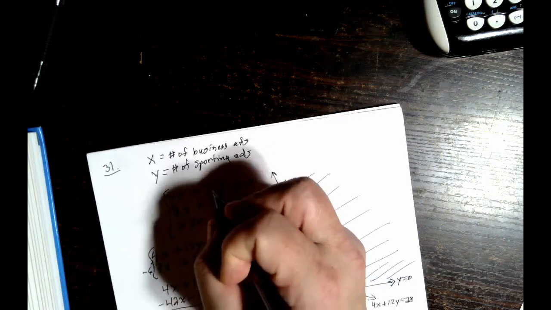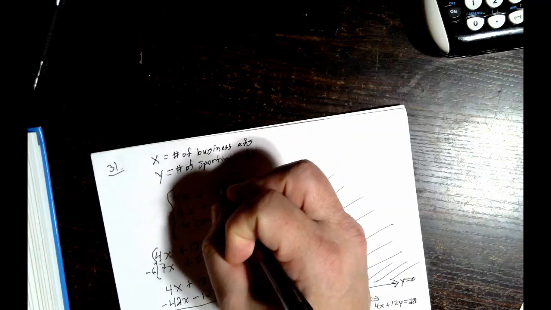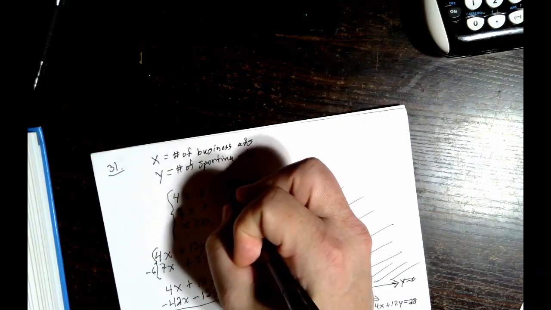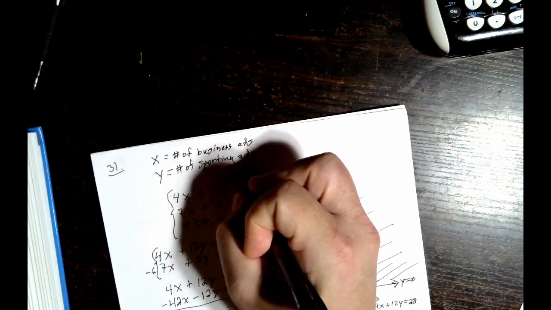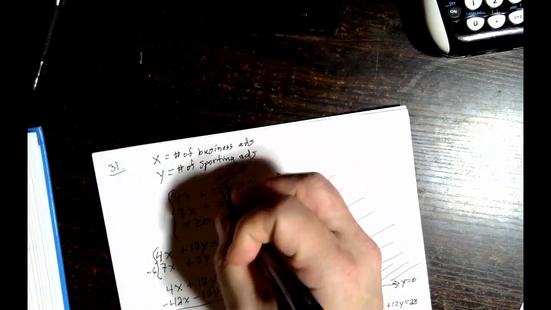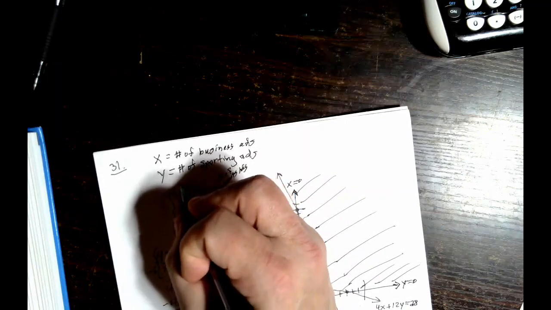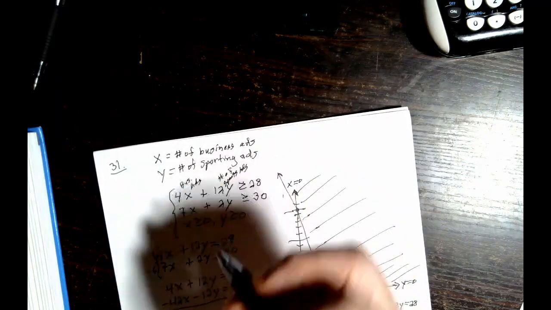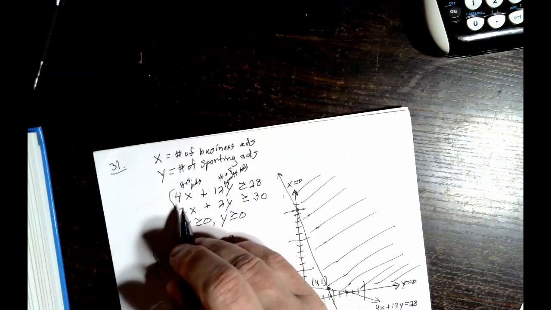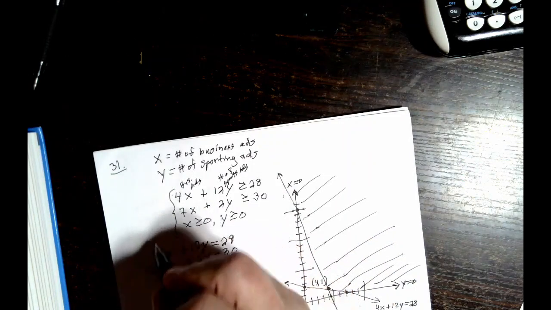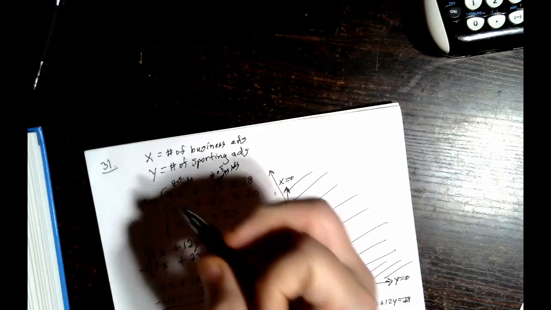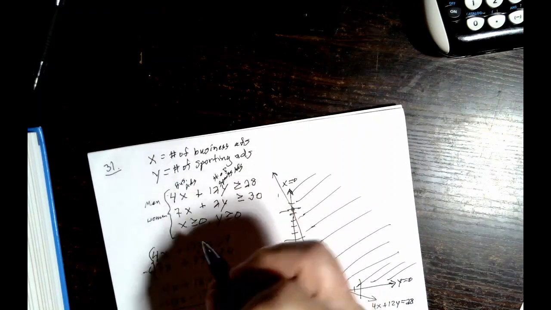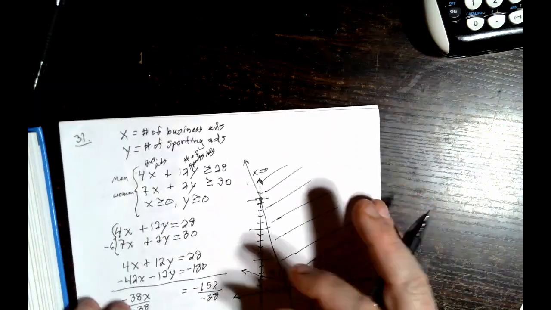Okay, so this is the number of people that the sports ads will reach, and this is business ads. So the 4x plus the 12y deals with men, and 7x plus 2y equals the women, and those last two are just restricting you to quadrant 1.